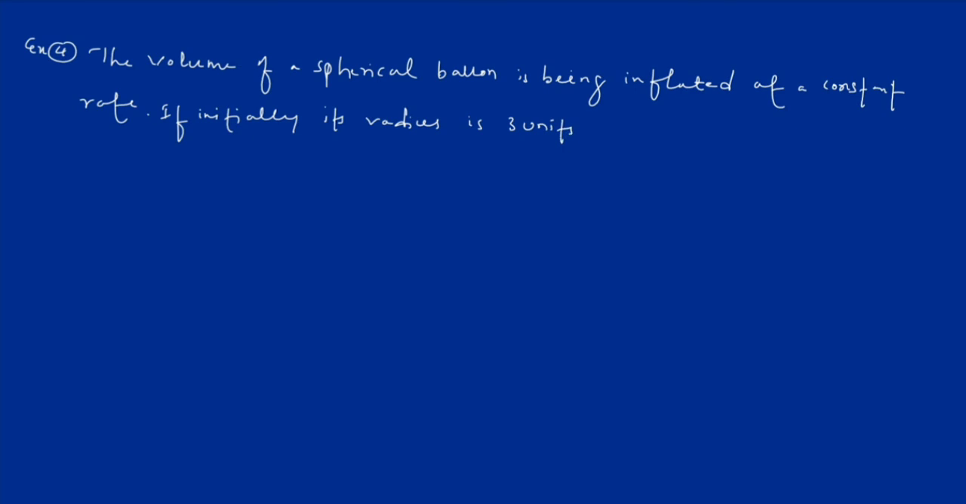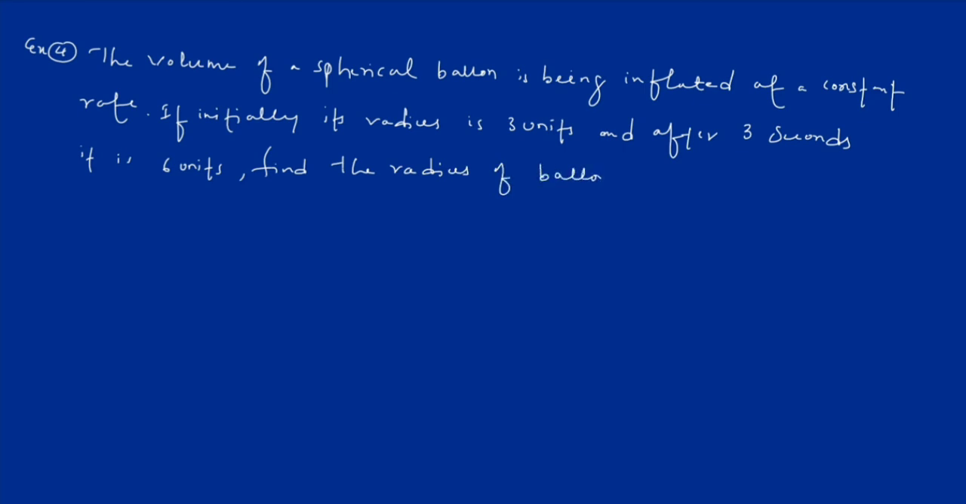and after 3 seconds it is 6 units. Find the radius of the balloon after t seconds. Let's see the solution.